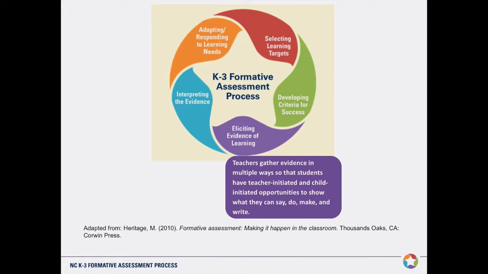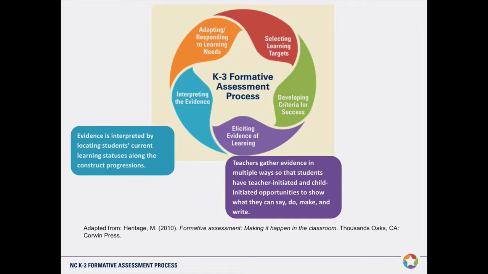So in eliciting evidence, teachers gather evidence in multiple ways so that students have teacher-initiated and child-initiated opportunities to show what they can say, do, make, and write. Evidence is then interpreted by locating students' current learning statuses along the construct progressions.